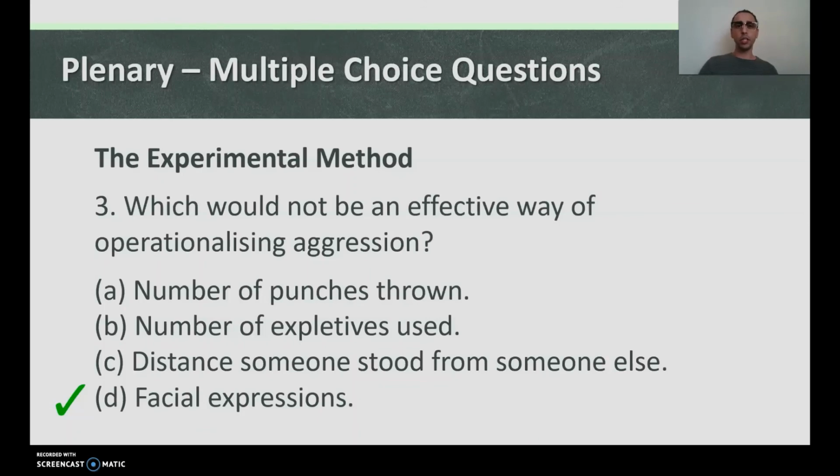D, facial expressions. Because how is that operationalized? How have I put that into numbers, right? A facial expression, how can I give that a score, right? Number of punches thrown, I can count that. Expletives used, swear words used, easy. Distance someone stood from someone else, I can measure that. Facial expressions, how do I measure that? That's not a measurable, that's not operationalized, is it?